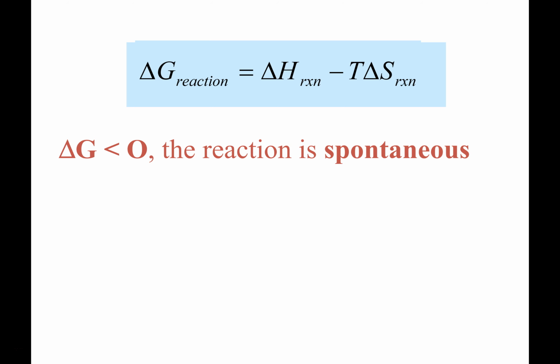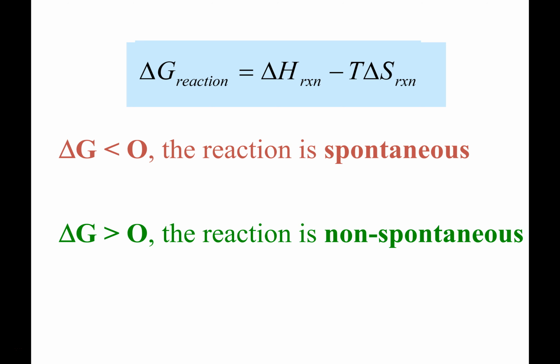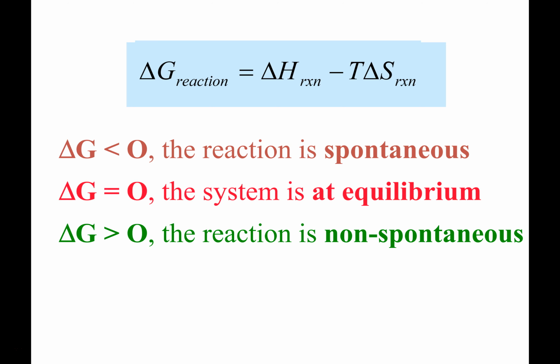If our goal is to get it spontaneous, well, I'll come back to that. If delta G is negative, the reaction is going to be spontaneous. If delta G is positive, then the reaction is going to be non-spontaneous. You have to swing around the reaction to make it spontaneous. If delta G is right at 0, that means as written, your system is going from left to right and right back to left. It's in dynamic equilibrium.